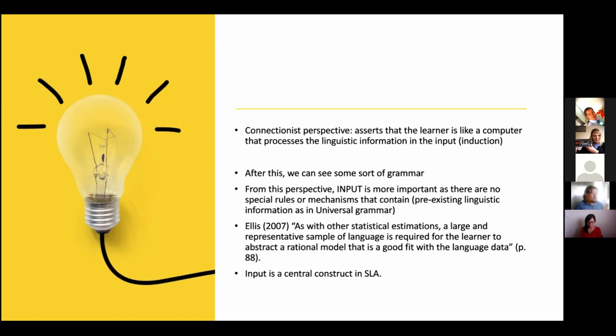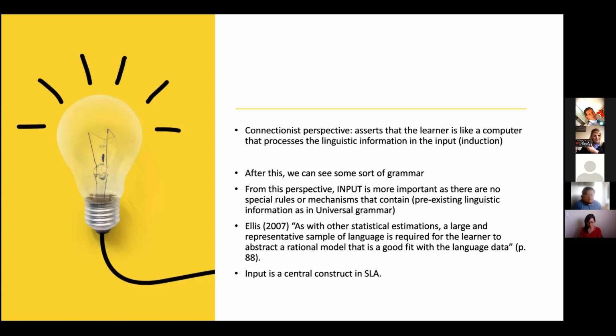Okay, now, from this perspective, please let me read this part. From this perspective, input is more important as there are no specific rules or mechanisms that contain the pre-existing linguistic information. That's what universal grammar states. Now, according to the book, I found this quote that I think is very important, which says that, as with other statistical estimations, a large and representative sample of language. Let's remember this. It's important to give them large quantities, but also representative.